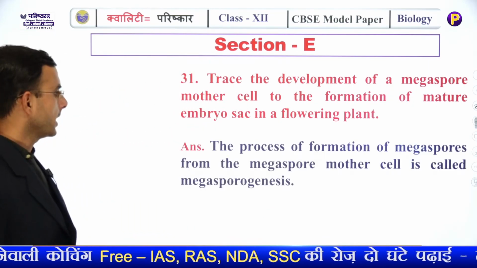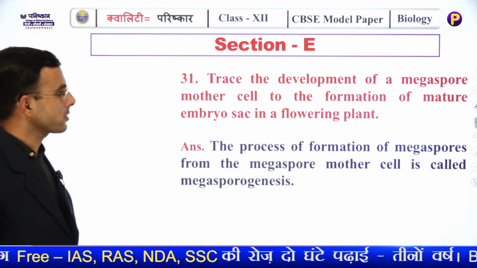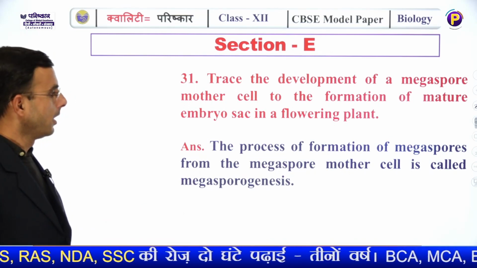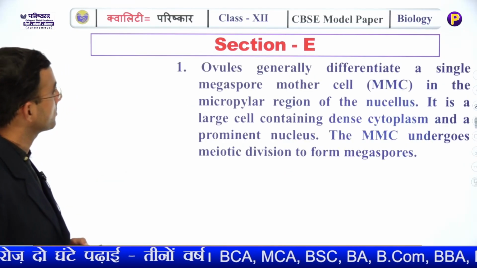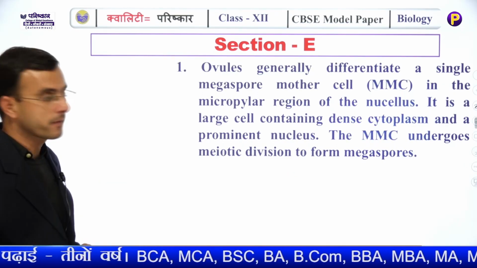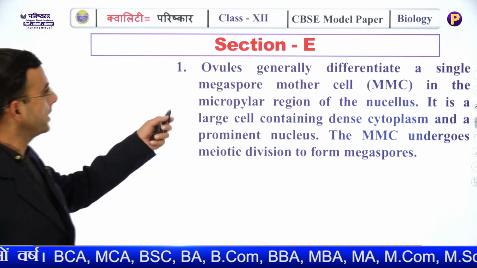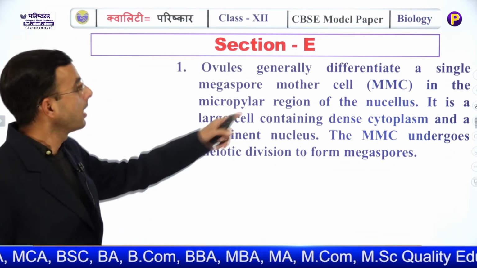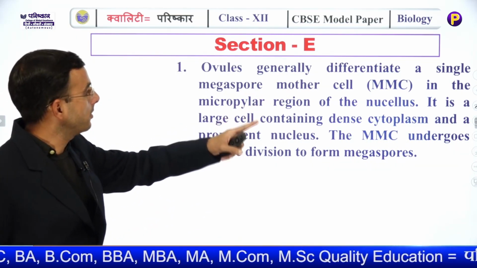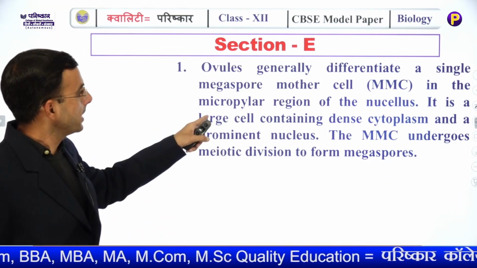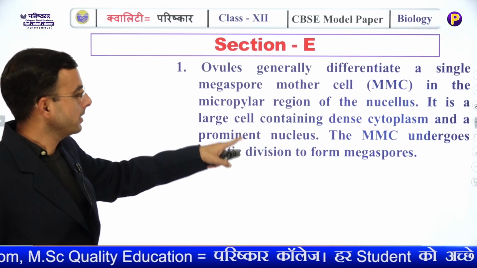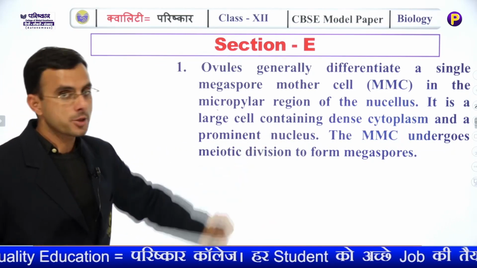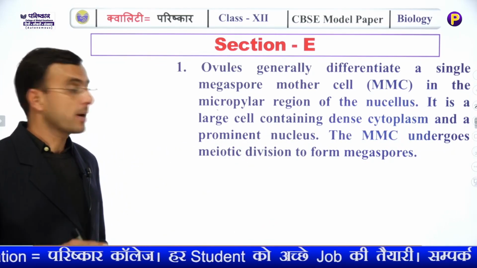So that is the first stage. The process of formation of megaspore from the megaspore mother cell is called megasporogenesis. So that is completed in these stages. We have already discussed the first cell, that is the megaspore mother cell. That megaspore mother cell at the micropylar region of the nucellus divides and forms the megaspore. So that megaspore is functional.